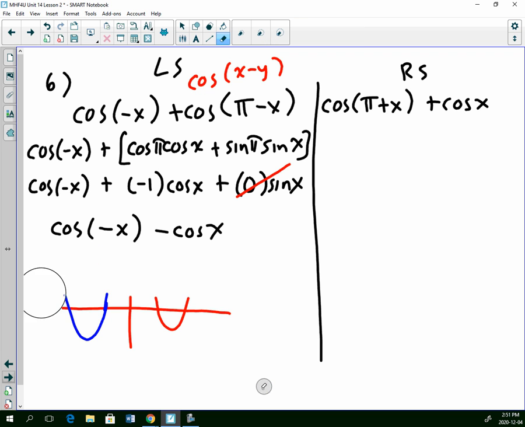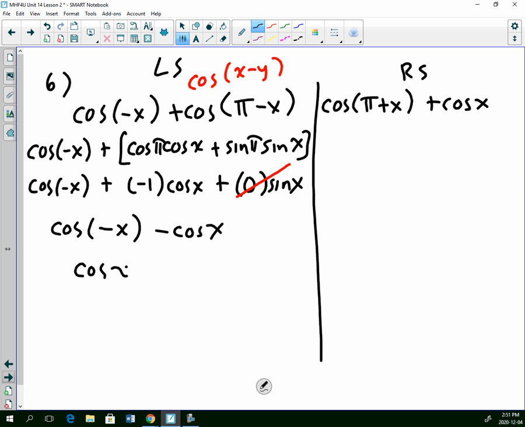So I can replace cosine(-x) with cosine x, because it's the same thing. Okay, so that's the little tricky part. So cosine(-x) is actually the same as cosine x because it is the horizontal reflection over the y-axis, and so it's the same graph.